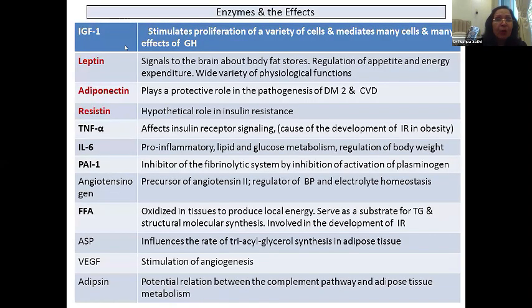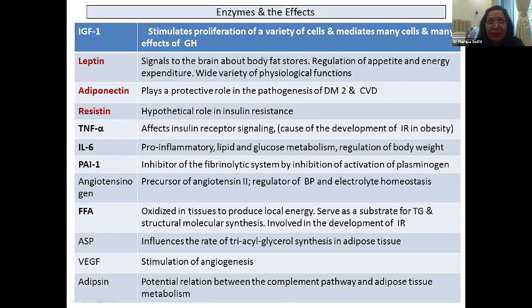Now, these are all the other hormones produced by the adipocytes. The three we have talked about in detail. The others are IGF-1, which stimulates proliferation of a variety of cells and mediates many effects of the growth hormone; TNF-alpha, IL-6, and PAI-1. These are the pro-inflammatory hormones secreted.